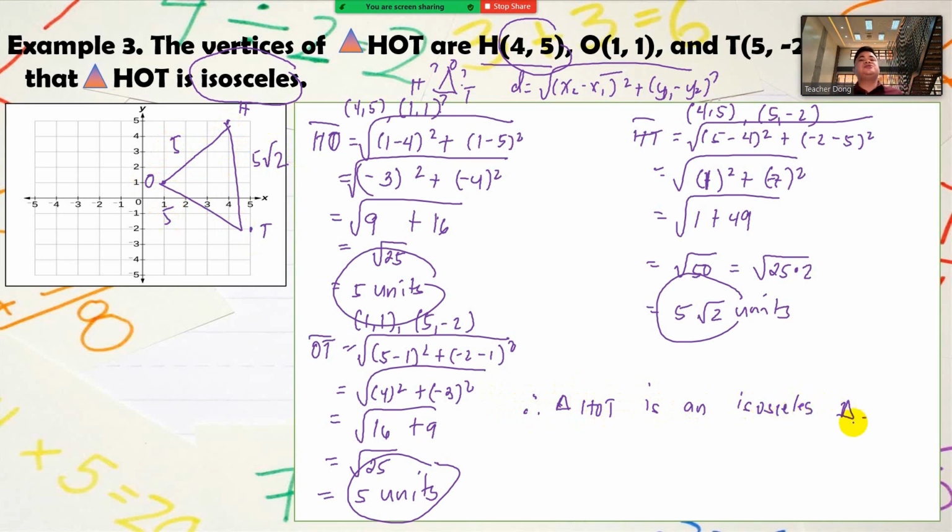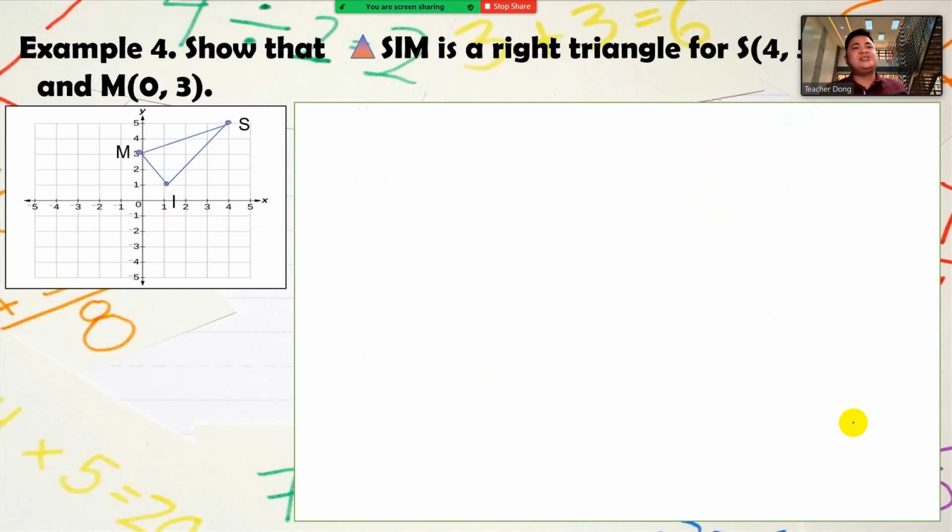Okay, that's it. So triangle HOT is an isosceles triangle. We are able to prove that triangle HOT is an isosceles triangle because of the distance formula. Okay. Next. Example 4. Another example. Show that triangle SIM is a right triangle.